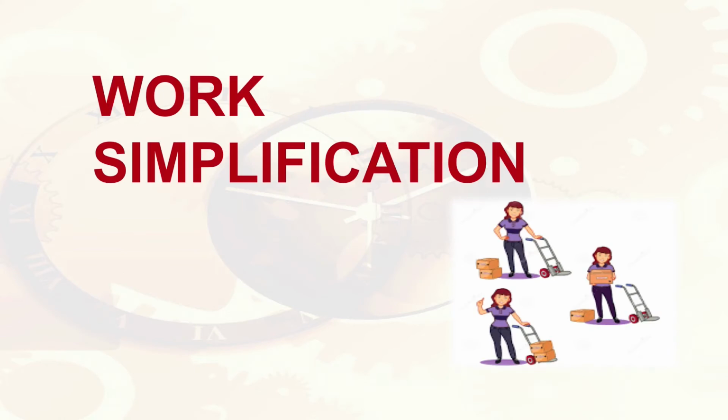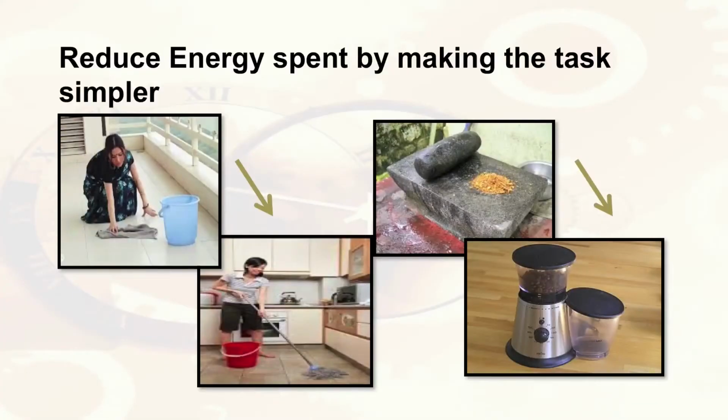Now there is a concept called work simplification. This is a concept to combine two things again, managing the time and managing the energy available. Work simplification is a method of saving time and energy by using different methods such as using labor saving devices to complete the task. In these two pictures, you can see a lady grinding the spices on the silbatta, or you can say the stone.